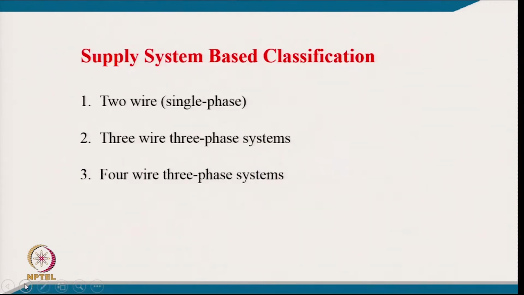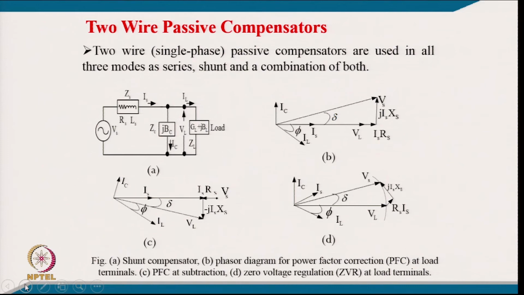Well, another classification is on supply system, which is classified into 3 categories: 2-wire single phase system, 3-wire 3-phase system and 4-wire 3-phase system. Well, taking the first case of 2-wire passive shunt compensator. So, 2-wire single phase passive compensators are used in all 3 modes: series, shunt or a combination of both. And here if you look at shunt compensation, if we connect a compensator, which is shown here in parallel with the load, you can decide the design of this for all 3 purposes, like maybe a power factor correction at load end, and if you correct the power factor at load end, the supply current should come in phase.